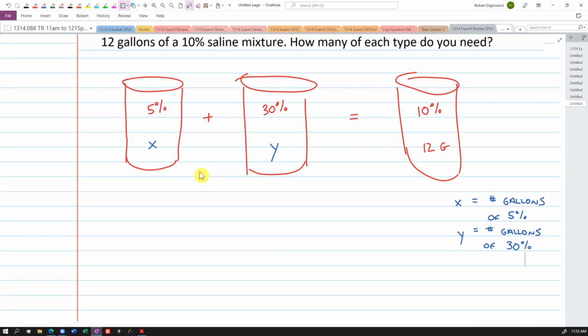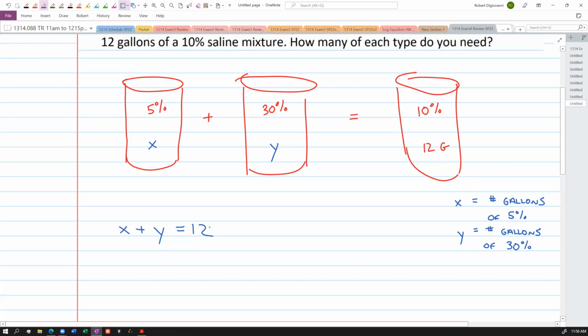Is there anything I know for sure? The number of gallons of the 5% and the number of gallons of the 30%. When I mix those together, how many gallons total do I need? 12. So that should be my first equation. I know that X plus Y has to be 12, right? The number of gallons of this one plus number of gallons of that one has to be the number of gallons of this one.